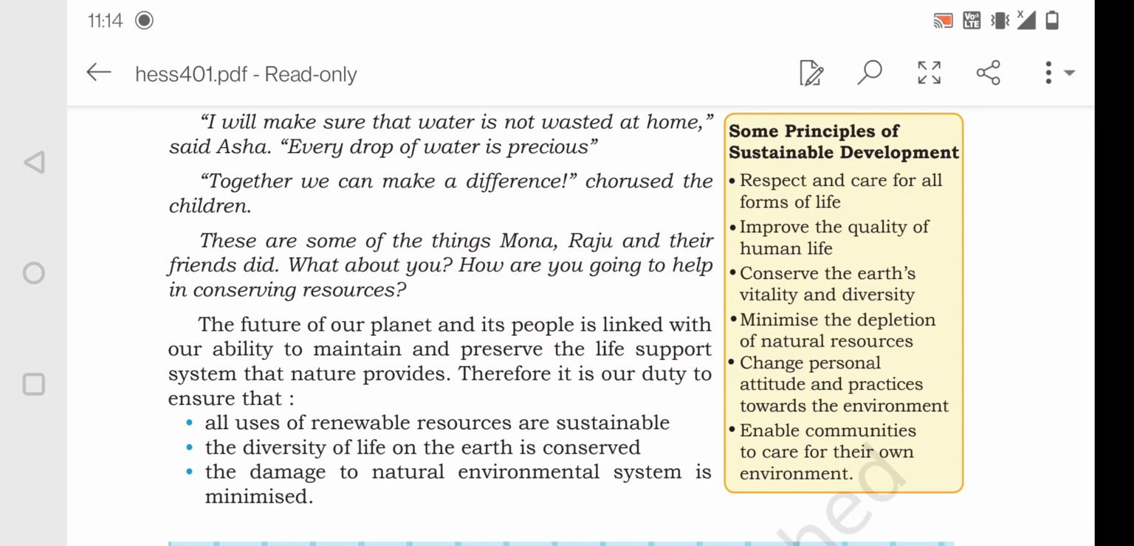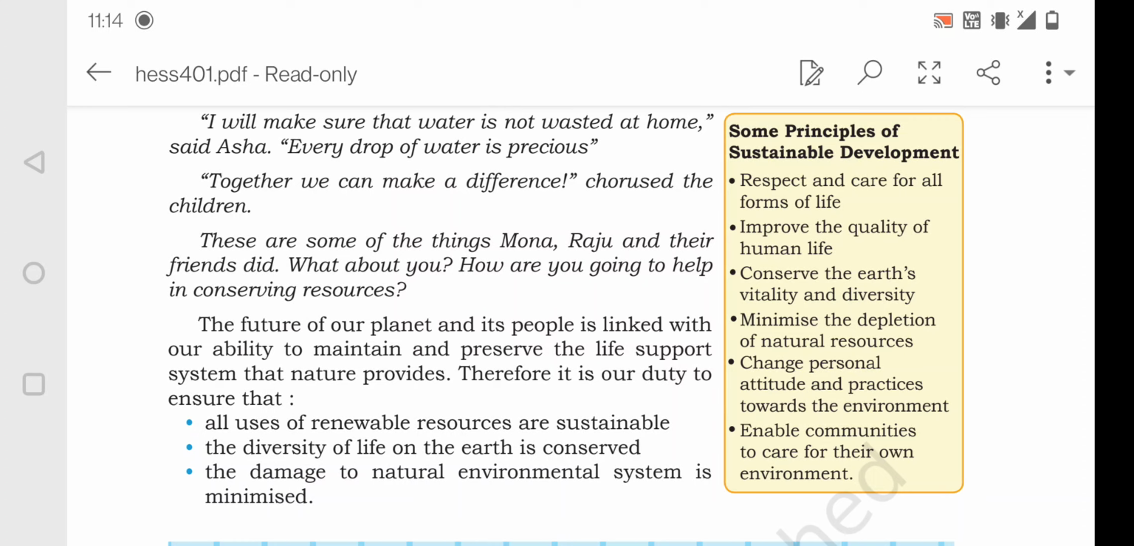So we have to protect that. Then minimize the depletion of natural resources. Whatever natural resources are available which are non-renewable, we need to use them wisely, or we should find a replacement or substitution for them. Then change personal attitudes and practices towards the environment. We definitely need to change our thinking about how we use things. Right now people think that an individual cannot make a change, that the ideology has to be changed. Every person can bring the change if we want, so we need to work on it.